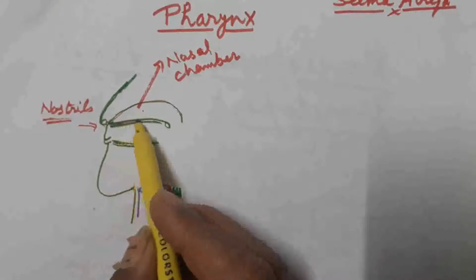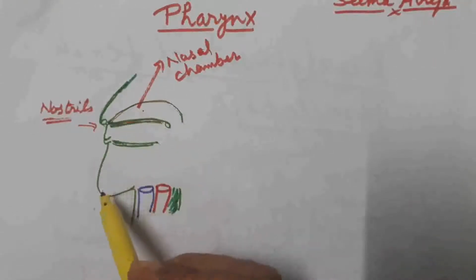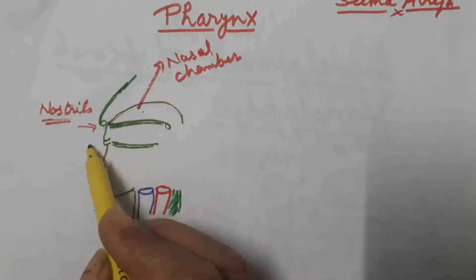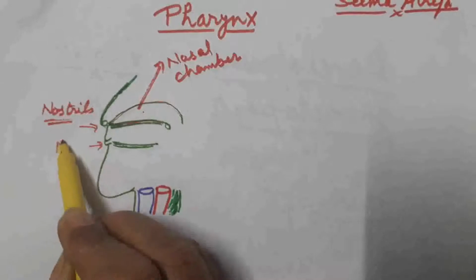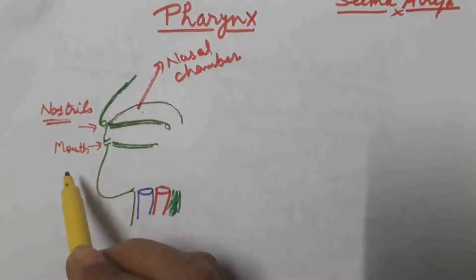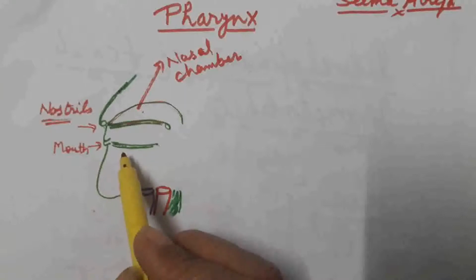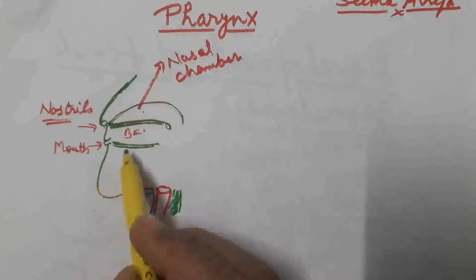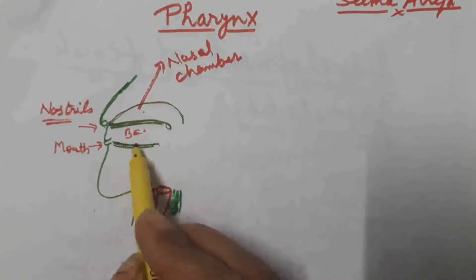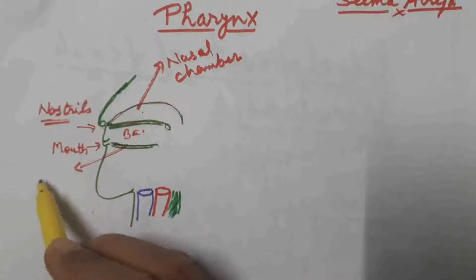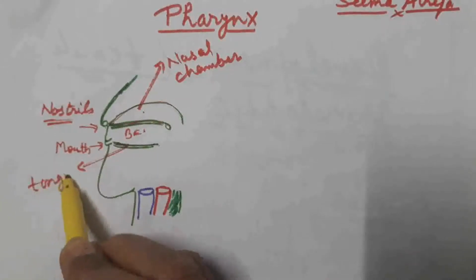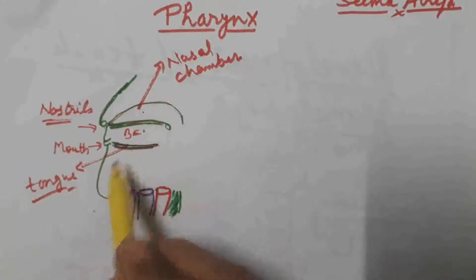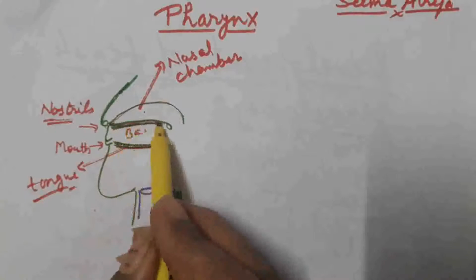This part is known as the palate, that is the roof of the buccal cavity. This is the mouth region through which food enters inside the buccal cavity. This is the buccal cavity. On the floor of the buccal cavity there is the tongue. Below this is the lower jaw, and here is the upper jaw.